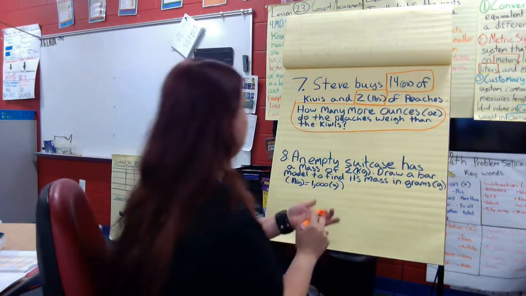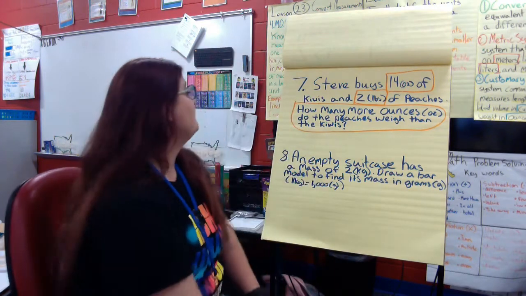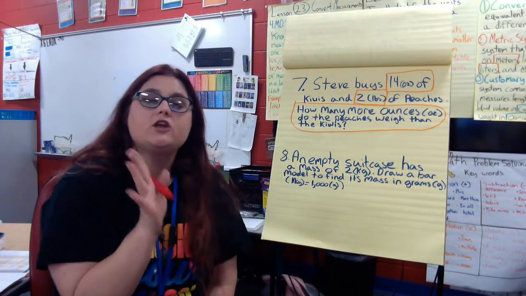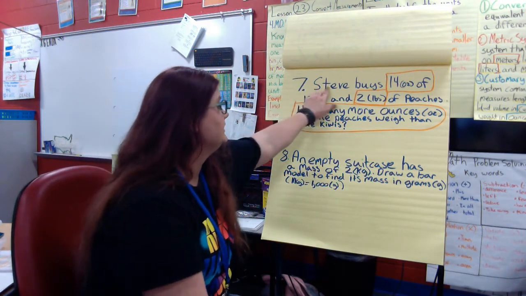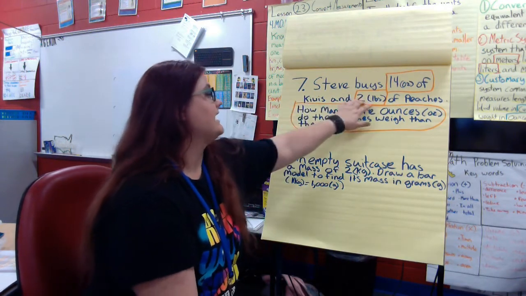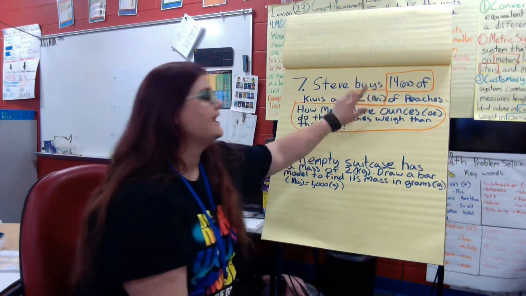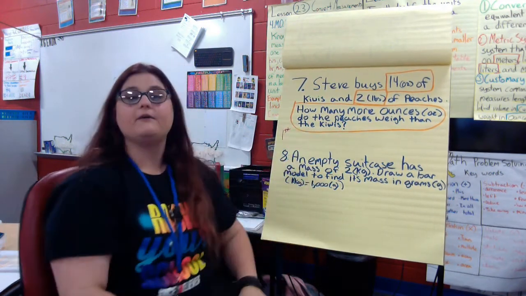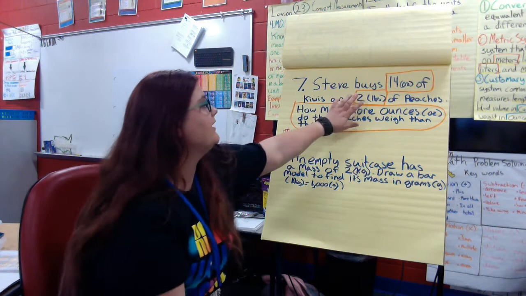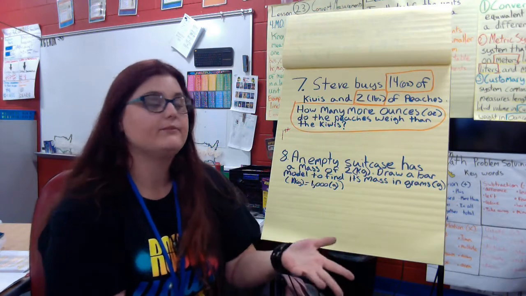Now, there's a couple ways we can go about this, and this is a multi-step problem, meaning we're going to have to do more than one math equation in order to solve this. What do you think we're going to have to do first? Well, we have 14 ounces of kiwis and 2 pounds of peaches. Are those units of measurement the same? No, they're different. We're looking at ounces and pounds. So our first step is going to be converting that 2 pounds to ounces. That way we can be looking at the same unit of measurement, and we can make a decent comparison.